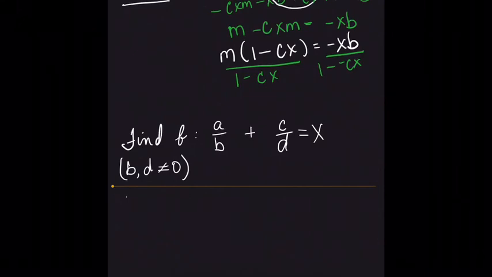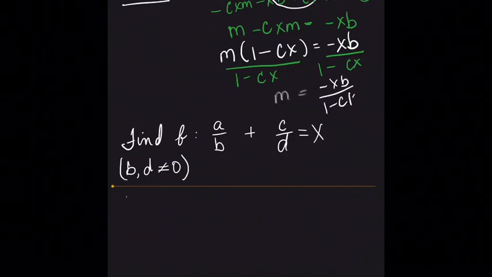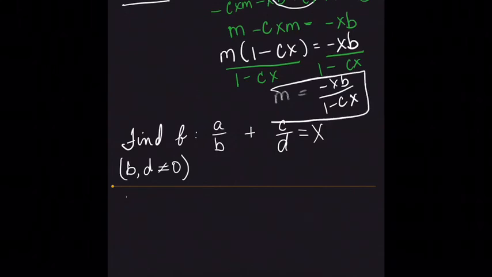Wow, something's weird. I don't know what I wrote. There's 1 minus cx. And so we are left with m equals negative xb over 1 minus cx. Why am I always trying to put a k there? cx. And that's our final answer. All right, let's look at the next one.